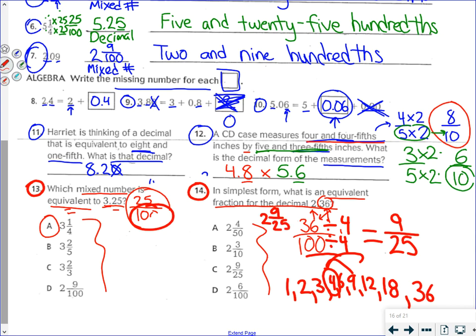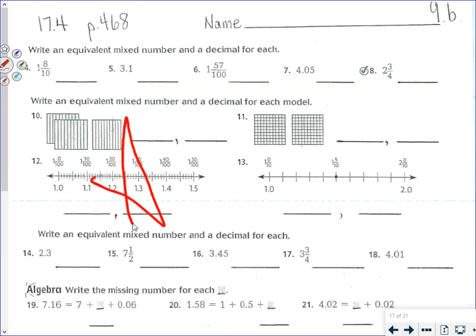Can we get any smaller? We cannot. So it's going to be C. The backside is going to be extra practice.